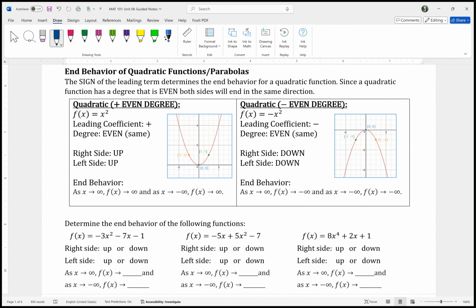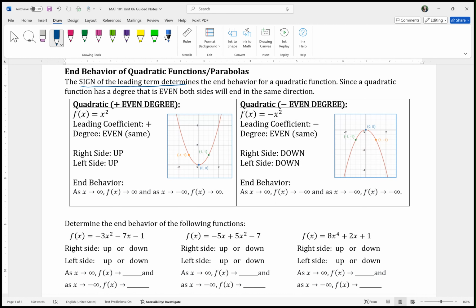And the way we determine that is the sign of the leading term for our quadratic. So the sign of the leading term determines the end behavior for a quadratic function. Since a quadratic function has a degree that is even, both sides will end in the same direction. Remember, our quadratics have x squared, and that 2 is an even number. So both sides are going to either both go up or both go down. We will talk later about end behavior when we are dealing with odd degree, and those are going to go opposite. But we are focusing this lesson on just even degrees, so our parabolas only.